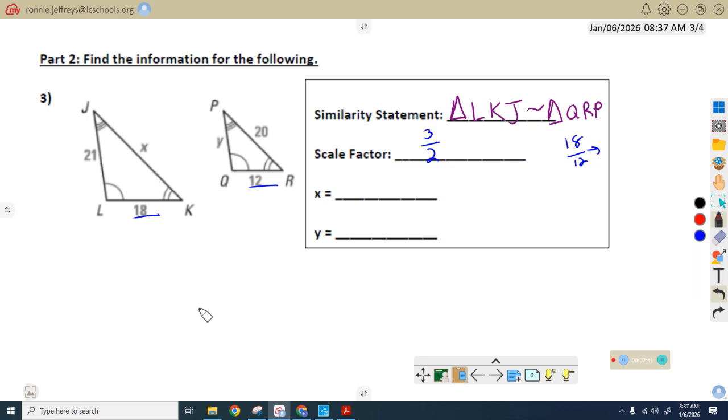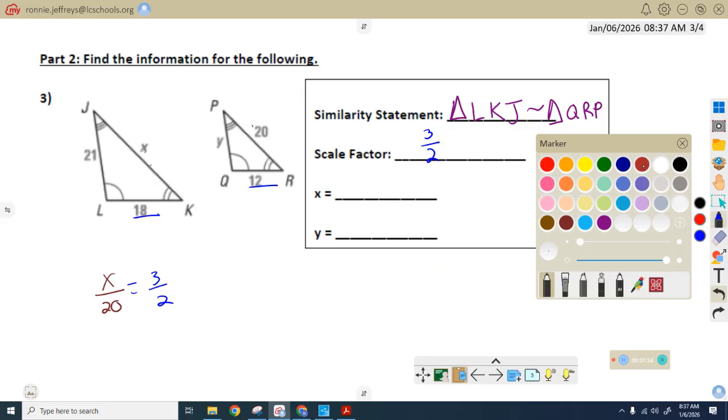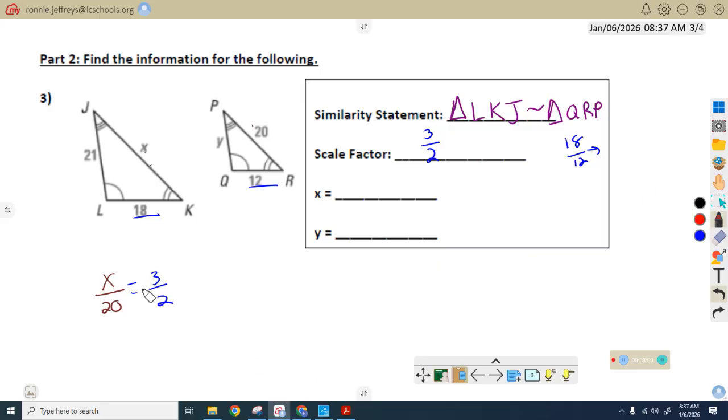Alright, to find x. This would be x over 20, because these two correspond, equals 3 over 2. So this becomes 2x equals 60. So x is 30.